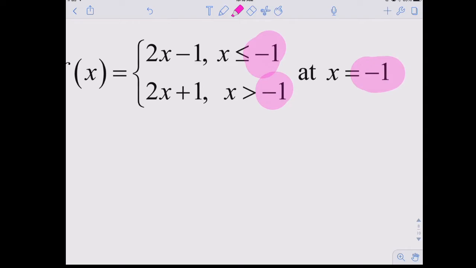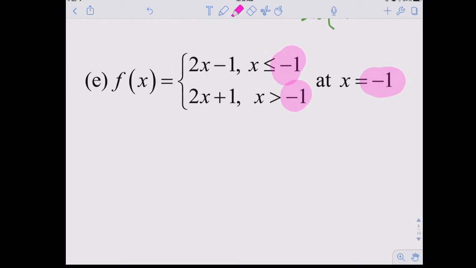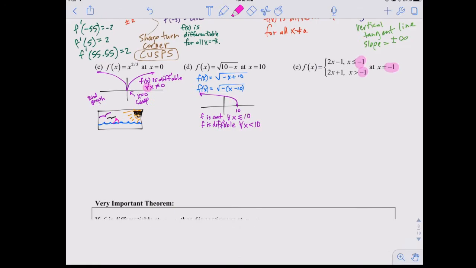Yeah. Just because the slopes are the same on either side doesn't necessarily mean that it's going to be differentiable, right? Because it must first be what? Continuous. And then it has to be smoothly continuous. Okay. So there's going to be a real quick way to determine differentiability later on using the alternate form.